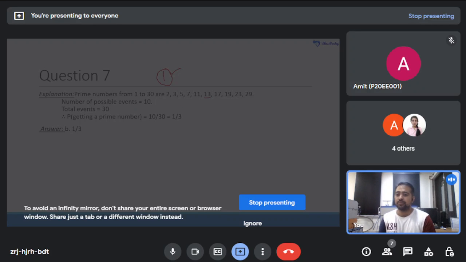So the total number of possible events are 10. The process is correct. It was just a silly mistake, like you just missed it because it might have been a long time. Okay? So now say that the number of favorable events are 10 and the total number of events are 30, since we need numbers 1 to 30, okay? So it will be 10 upon 30. So what is 1 by 3? So Amit, correct. Okay.